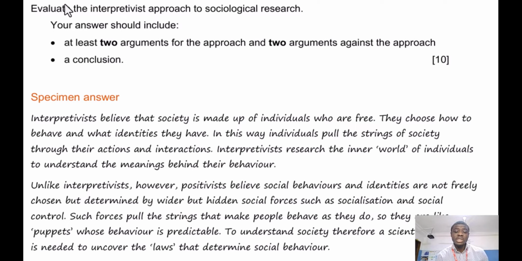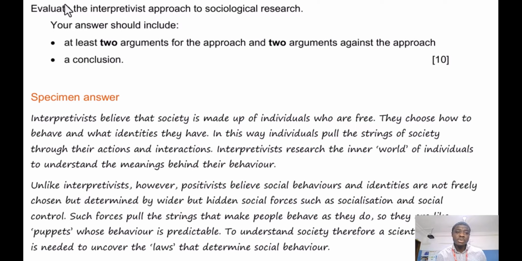Normally, because it is 10 marks, they will ask you to give 2 arguments for the approach or the debate and 2 arguments against the approach or the debate. And then you write a conclusion. A conclusion is very important because examiners want to know your judgment on the issue that you are discussing or the debate. What do you think? So these are very important.